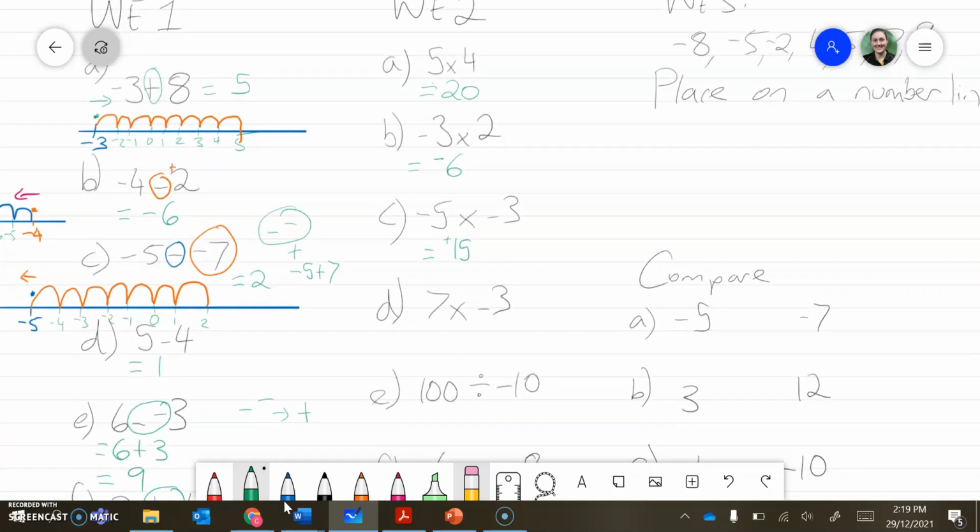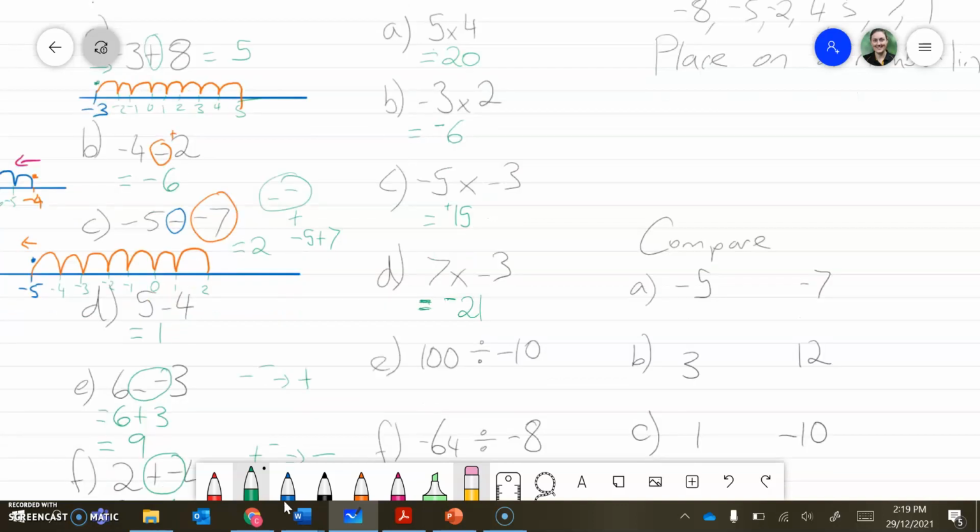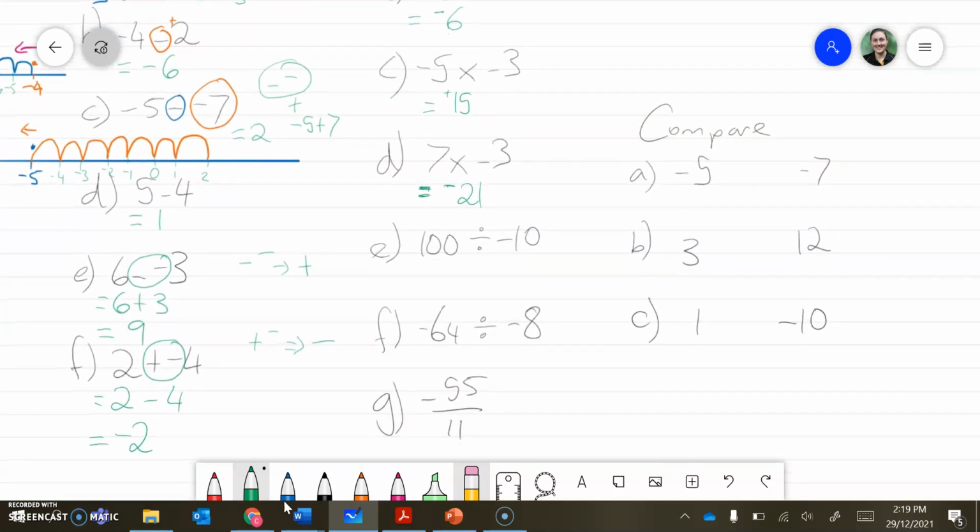7 times -3, we've got 1 negative. So that means that our solution is going to be negative, and 7 times 3 is 21. So our answer to 7 times -3 is -21. We then have a look at our division. So 100 divided by -10. Because we've got a negative here and a positive here, our solution is going to be negative. So you can also think of -10 times what equals 100, and that's going to be times negative 10.